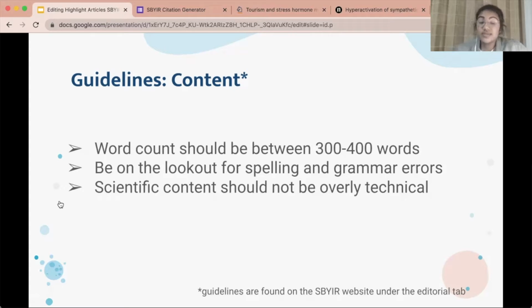The major part of what we do is looking out for spelling and grammar errors, because we want what we put on our website to reflect a certain standard of formality, and we want it to read very nicely to whoever is looking to learn a little bit more about different scientific concepts. And going to that final point, the scientific content should not be overly technical.